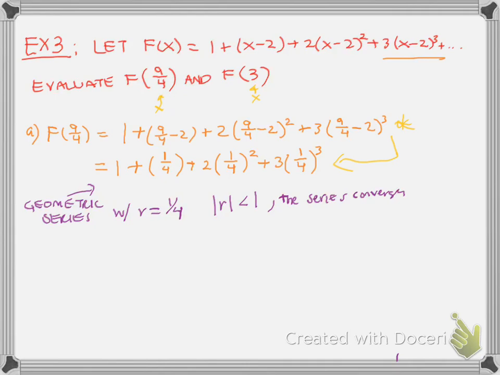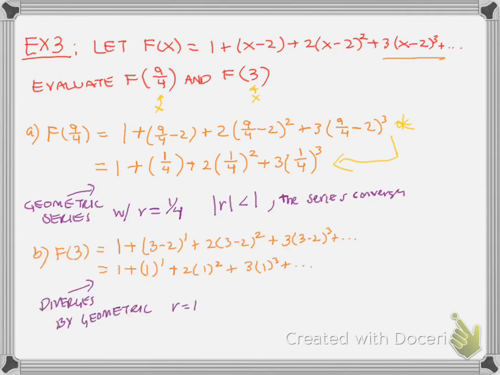Let's see what happens at 3. So do the same for when x is 3. Okay, so again, when you plug it in, you should get something like that, and then you can simplify it to that. And this again is geometric, right? But now your r is equal to 1, and so we know that it diverges. So it converges when x is 9/4, and it diverges at 3.